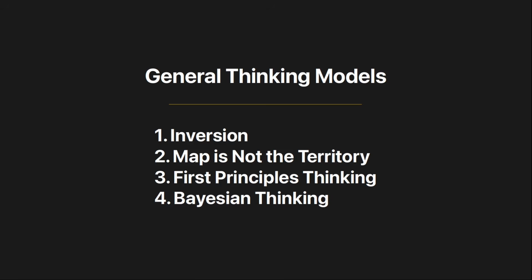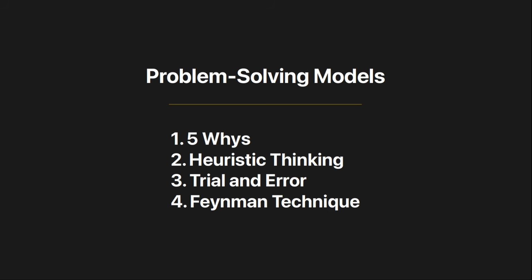Okay, here are a couple of them. These are the ones that I'm going to be explaining and teaching you about. So, under general thinking models, we have inversion, map is not the territory, first principles thinking, and Bayesian thinking. Then in problem solving models, we have 5 whys, heuristic thinking, trial and error, and the Feynman technique.